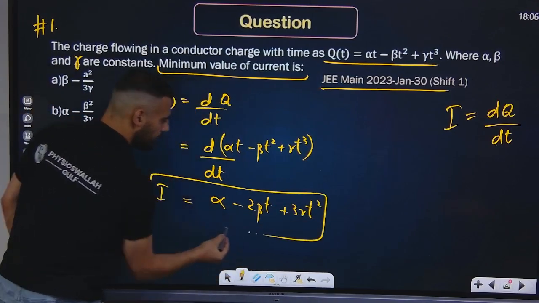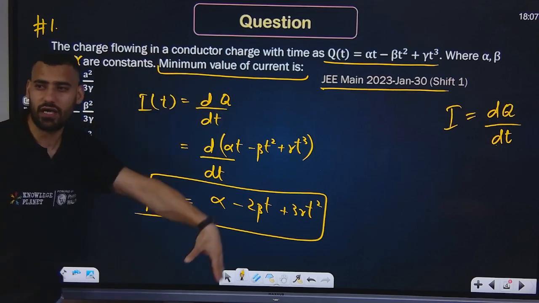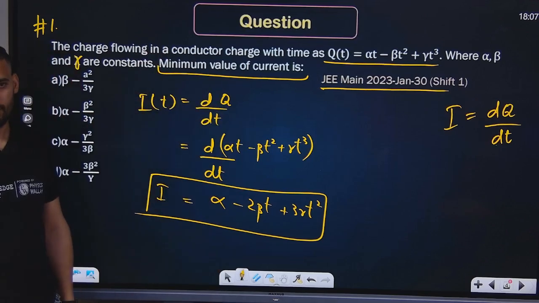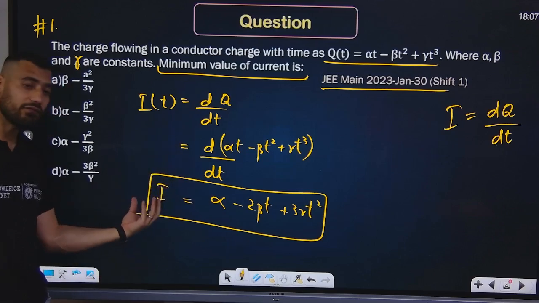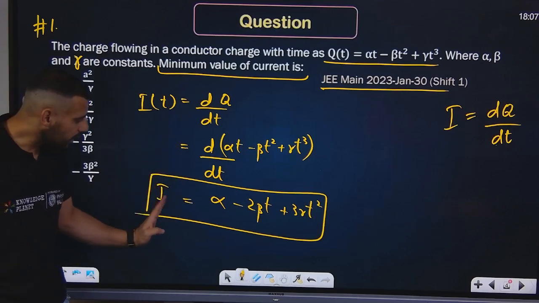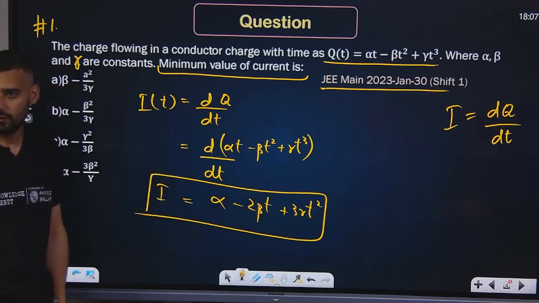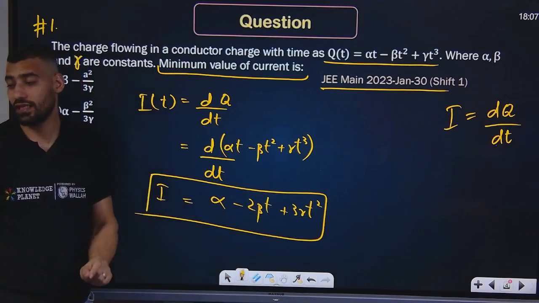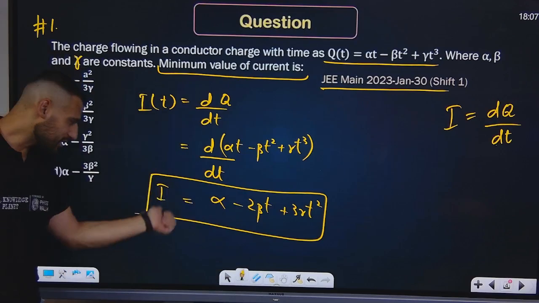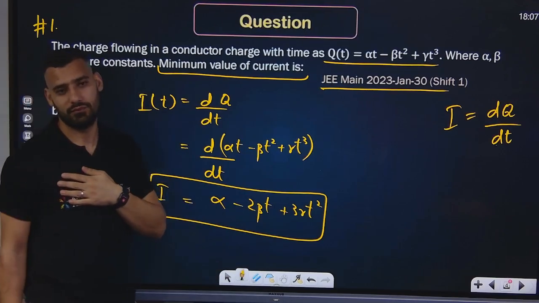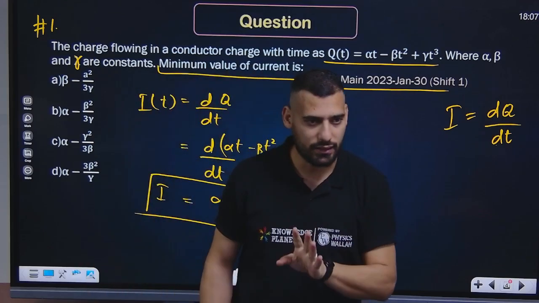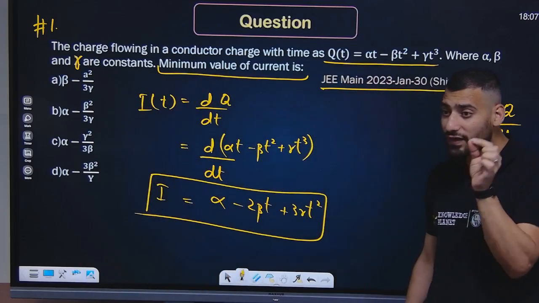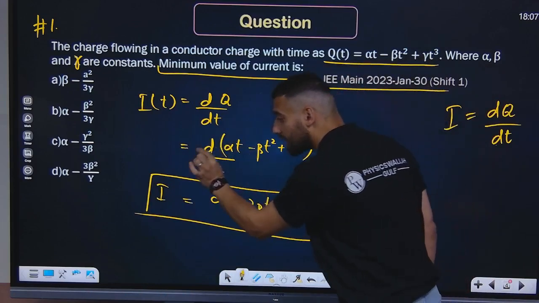Now he is telling me to find the minimum value. T equal to 0? No. Or I equal to 0? No. See, we need the minimum value of current. Current is a function of time, it changes with time. So there will be a value of time for which the current will be minimum. Is that clear? How do you find that value of time where the current is minimum?